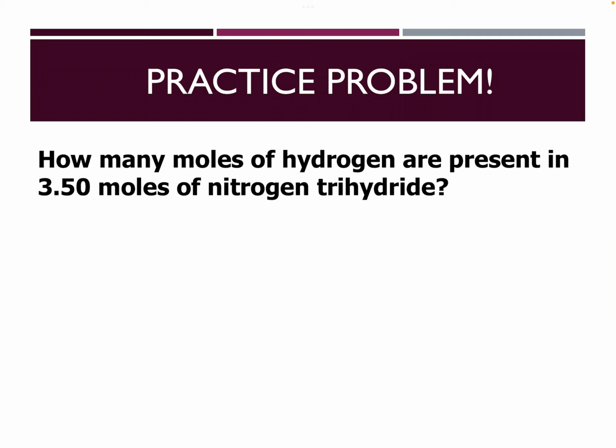All right, I want you to try one. How many moles of hydrogen are present in 3.50 moles of nitrogen trihydride? You'll notice here, I haven't given you the chemical formula, right? Remember, we did that whole chapter on nomenclature, so you should know how to write the formula of nitrogen trihydride. If you don't, I would recommend going back and looking at your notes and seeing if you can figure it out, because it's very, very important to know how to do this. Go ahead and pause here, solve this problem, and come back when you're ready to see the answer.